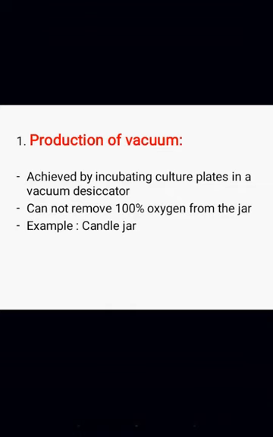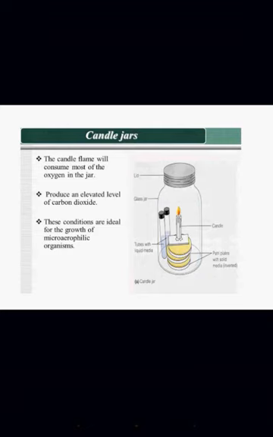So the first method is the production of bacteria. So in this method, the anaerobiosis is by incubating culture plates in a vacuum desiccator. But by this method we cannot remove 100% of oxygen from the jar. So we can see the example of candle jar. Here you can see the diagram of candle jar.